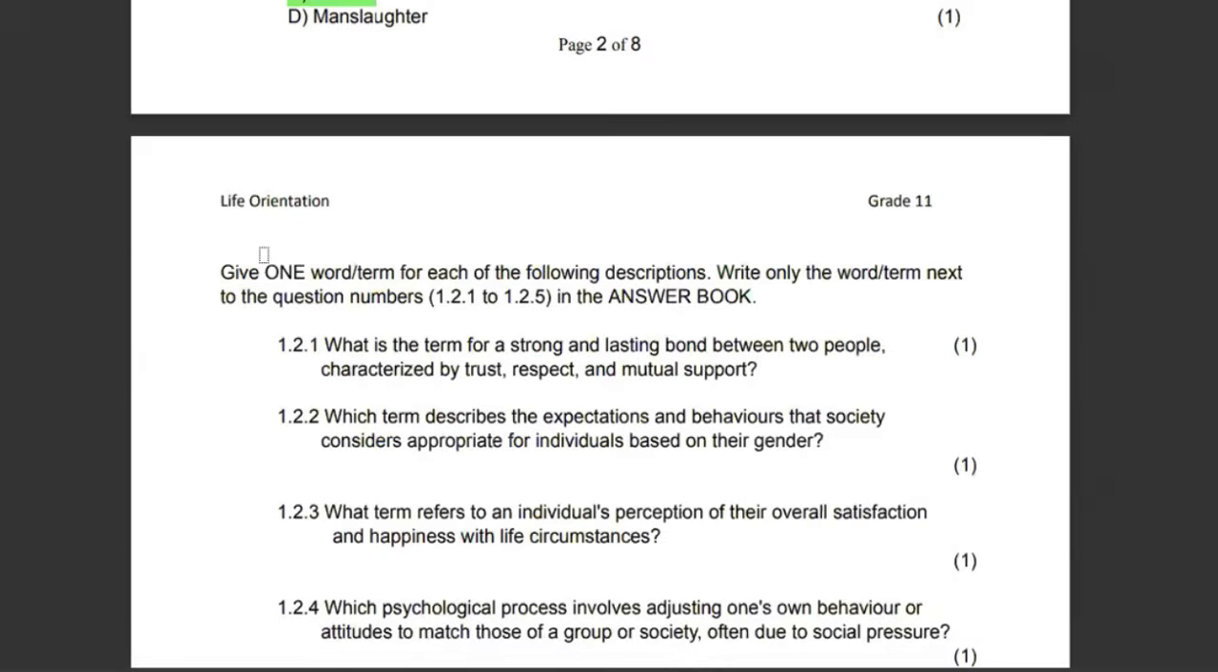Moving straight ahead, the next question requires you to give one word or term for each of the following descriptions. Write only the word or term next to the question numbers 1.2.1 to 1.2.5 in the answer book. What is the term for a strong and lasting bond between two people characterized by trust, respect, and mutual support? That is known as an interpersonal relationship.